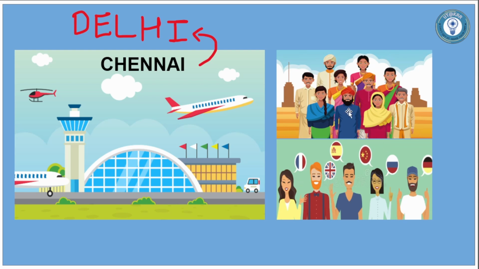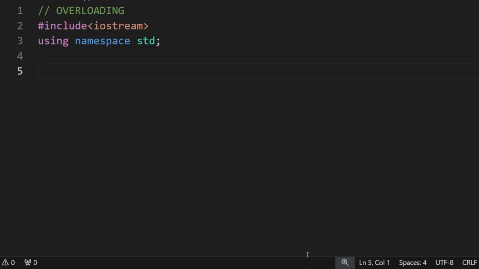But they both are doing the same function, travel to Delhi, but they are passing different numbers of parameters. The Indian customer passes only the flight ticket as the parameter, while the foreign customer passes passport, visa, and the flight ticket as parameters. So this is the example of overloading. They are doing the same function. The function name is travel to Delhi, but they are passing different numbers of arguments. So let me code.